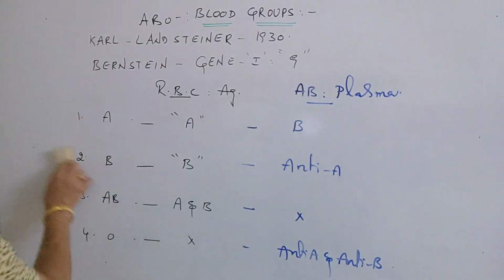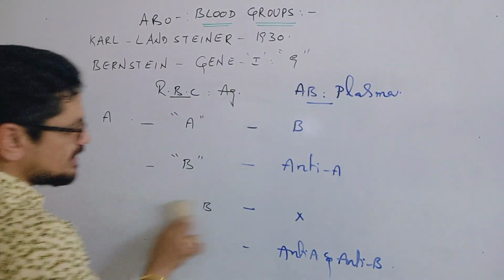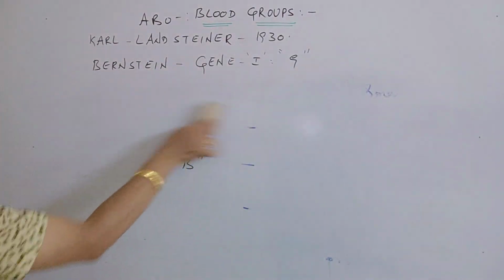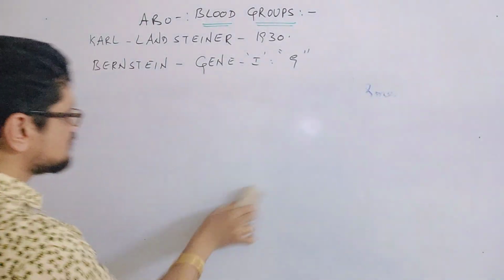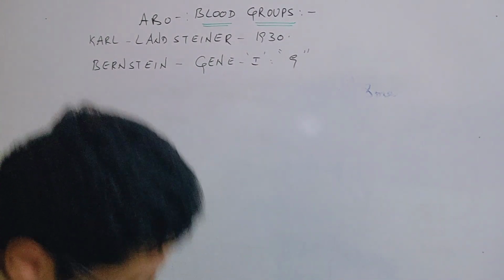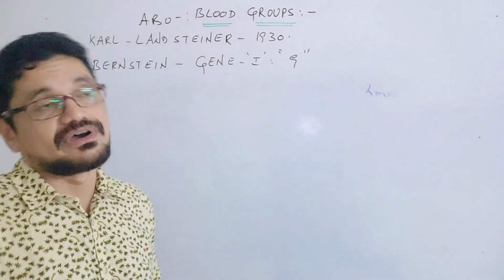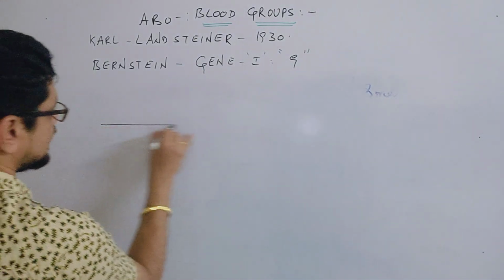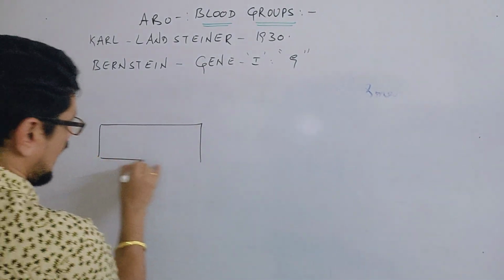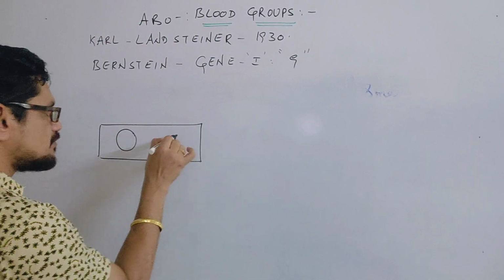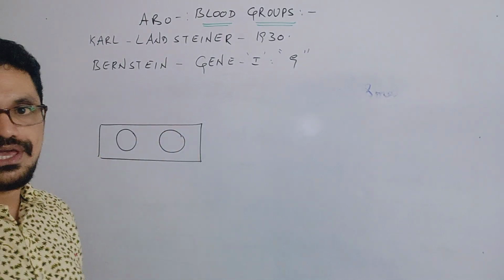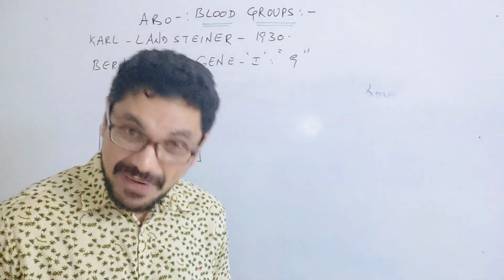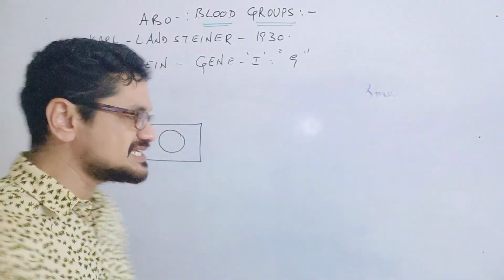And one more thing here, how are we going to identify whether the person is having A blood group or B blood group? Simply, in simple terms, I will explain. For example, if you want to know what type of blood is present in the given person, let us take one glass slide and take 2 drops of blood from the person. Imagine we have taken the blood from the patient. We don't know what type of blood it is.